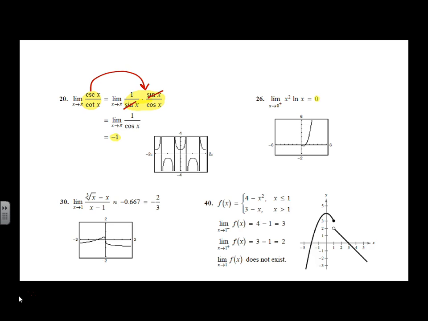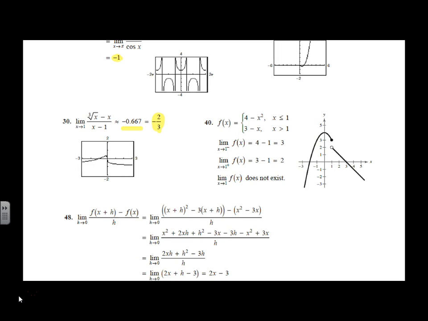You just had to graph it and look at it. It was 0. Number 30. You were able to use a graph as well, and I would probably use a table. This decimal you might not have been super familiar with, which is why I put the decimal, but it's also negative 2/3. Number 40, it's a piecewise function. As you come from below, the height is approaching 3. As you come from above, it's 2, meaning the limit. But as you compare the two, the one-sided limits do not agree, so the limit does not exist.